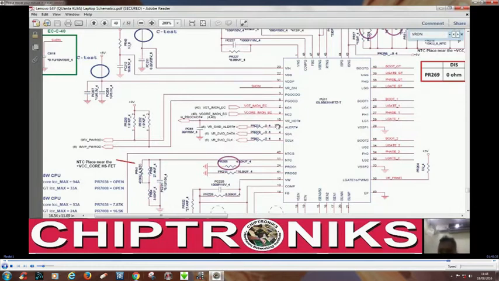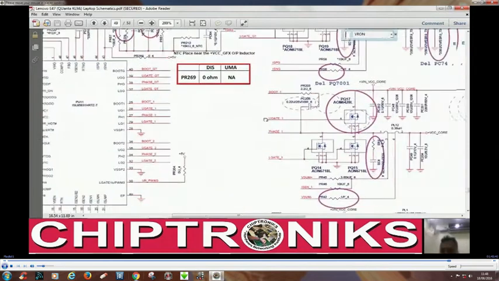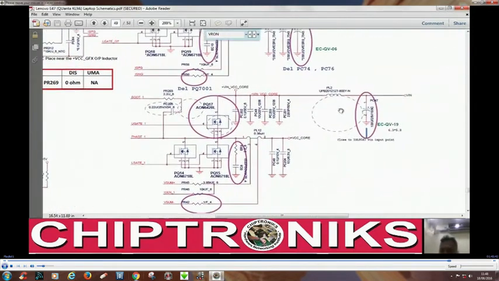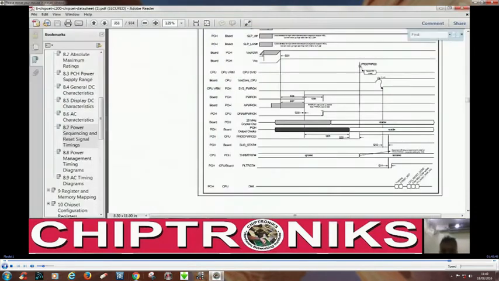Initially the CPU will provide the default VID data, and then this clock generator will generate the VCC core, right? VCC core. When this VCC core is generated, the core part of the CPU is turned on, right? Core part of the CPU is turned on.